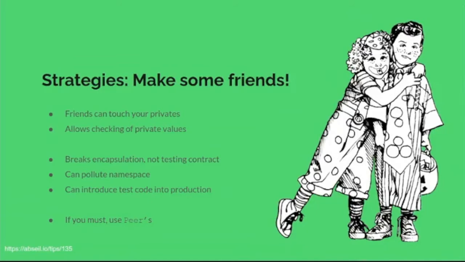There is a version of this that Abseil talks about, which is a little bit better than the default version. They're called peers. At the end of this talk, I have all my links. Peers are basically the same thing. They just help with the test code in production code problem.